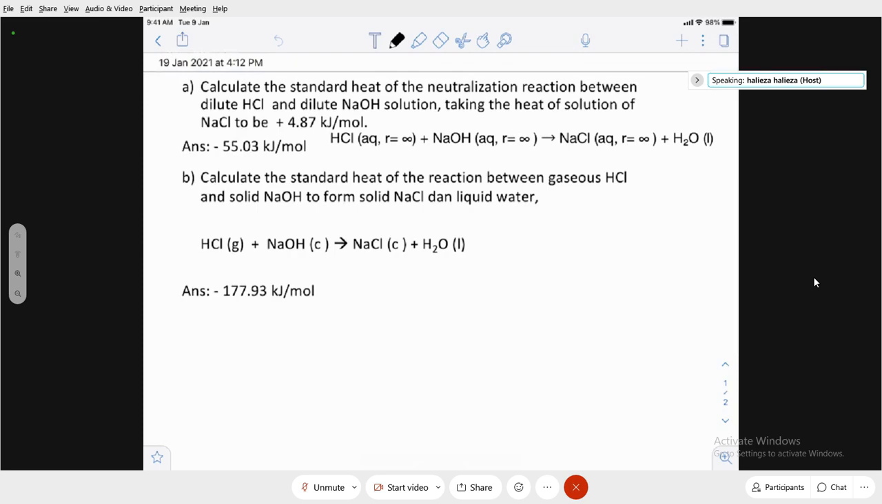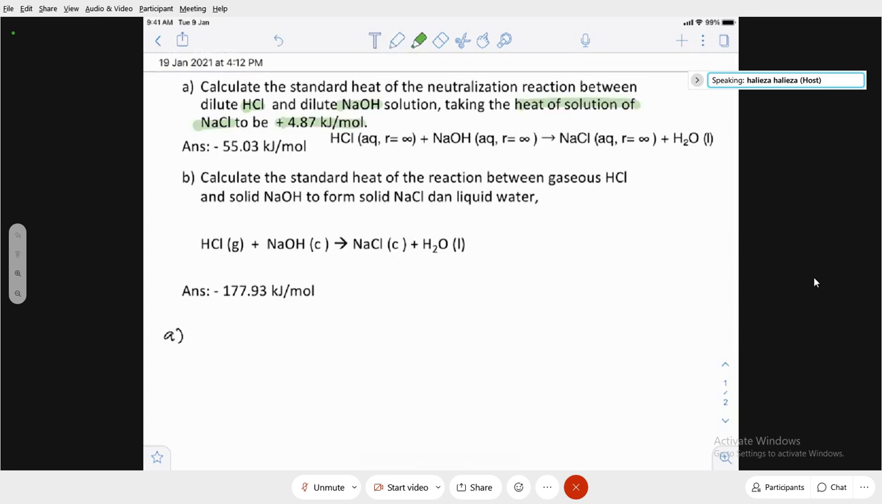Calculate the heat for part A. Calculate the heat of neutralization between hydrogen chloride and sodium hydroxide. You guys have already actually done this in your mini project. You have the neutralization reaction there. So for some of you guys, you already know how to do it. Okay? So given in the statement that the heat of solution for sodium chloride is 4.87 kilojoules per mole of sodium chloride. So what do we have here?